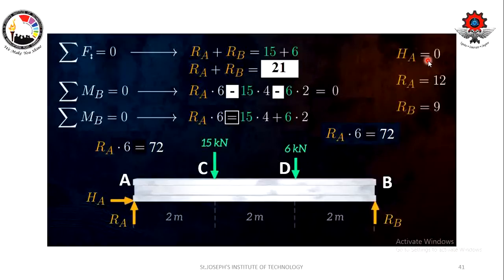The horizontal force HA is equal to 0. We don't have any other horizontal forces here. We have only the support reaction force HA in the horizontal direction, so HA is equal to 0. Obviously, it is cancelled out. Now we need to find RA and RB.